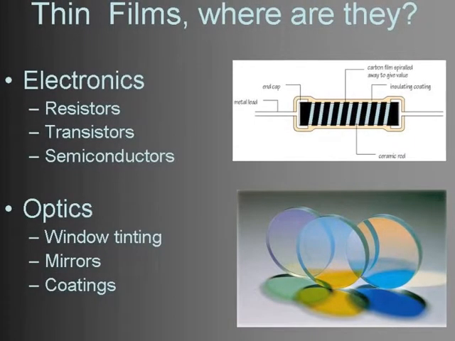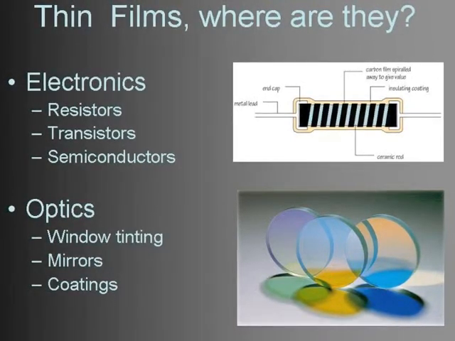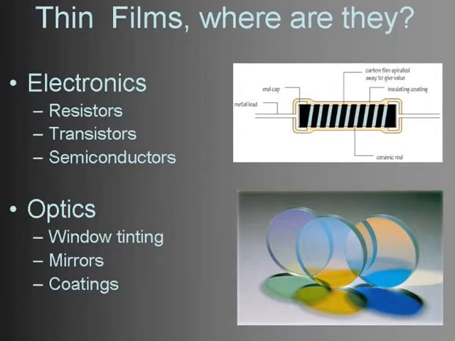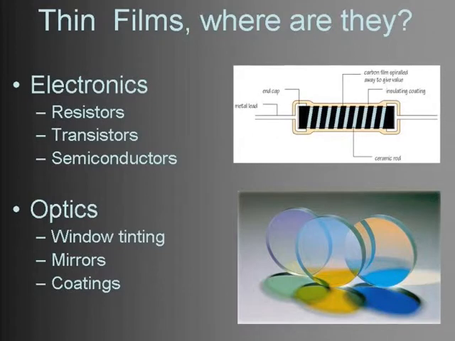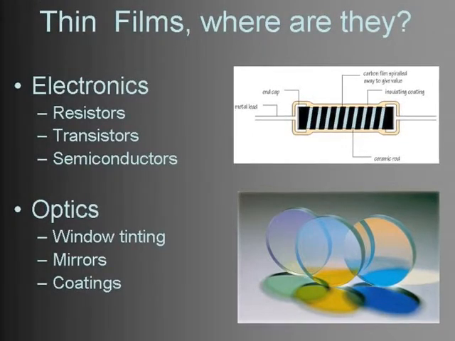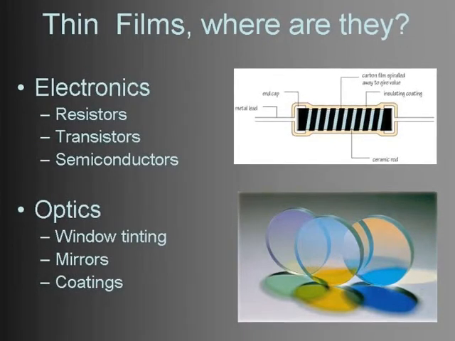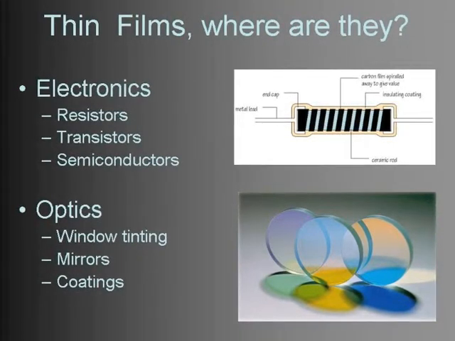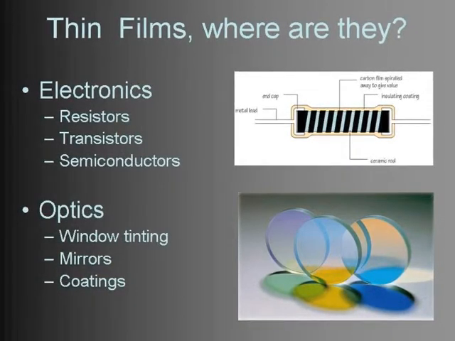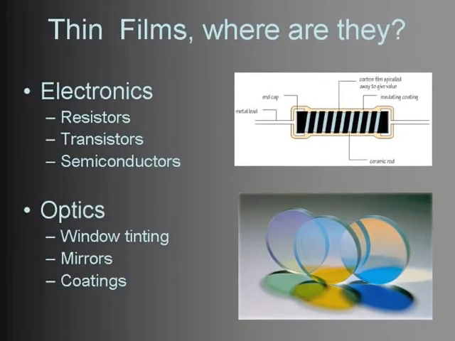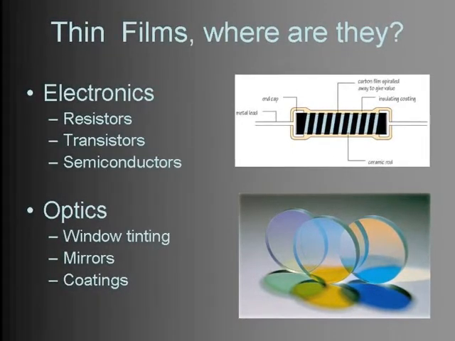Thin films can be found in electronics, for example, resistors. There's a thin covering between the resistive material and the conductor material. It's usually a carbon film spiral. And transistors are part of the layering between the N-type material and P-type material. Most of the semiconductors are pretty much built on layerings of thin films. In optics, you can find thin films in window tintings, in mirrors, which we'll be covering later on, and coatings. Thin films are pretty much everywhere.